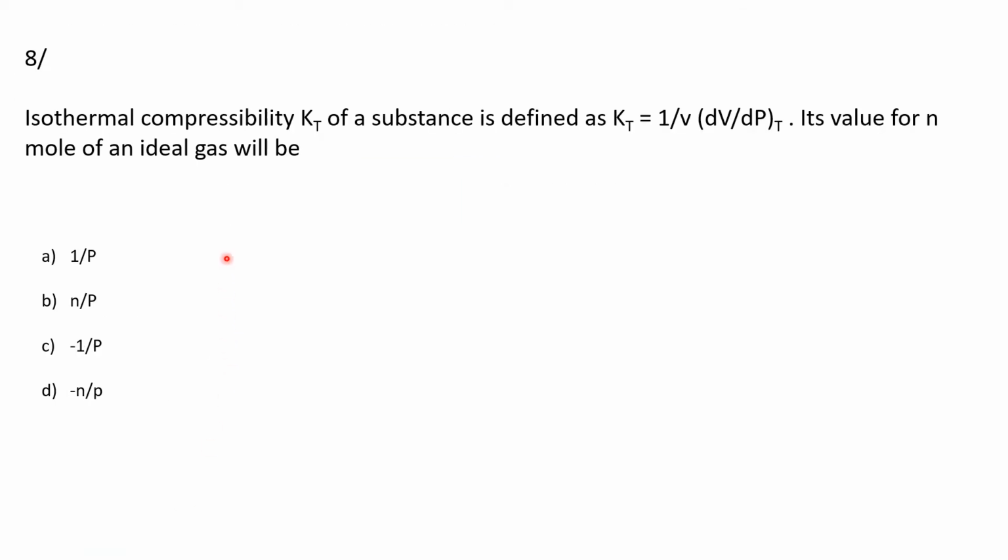Then here is the next question. Isothermal compressibility Kt of a substance is defined as Kt is equal to 1/V del V/del P at constant temperature. Its value for n moles of an ideal gas will be, and the options are 1/P, n/P, minus 1/P and minus n/P. So let's see what will be its answer.